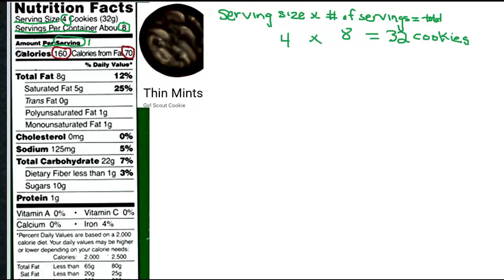We can see that calories is in bold, total fat is in bold, cholesterol is in bold, sodium is in bold, and total carbohydrate is in bold, and protein. This tells us that these items that are in bold are pretty important pieces of information. So we can see that the total fat is 8 grams. There's 8 grams of fat. And then the fat is broken up into different kinds of categories.